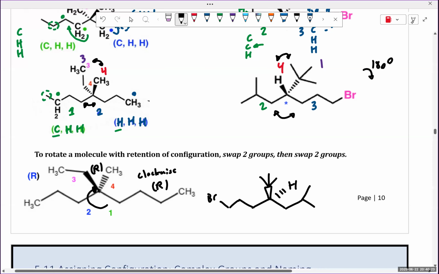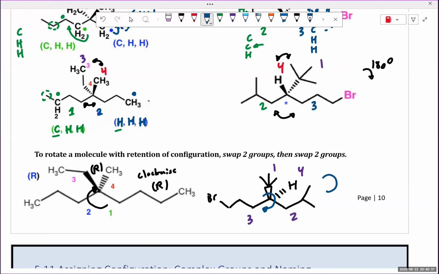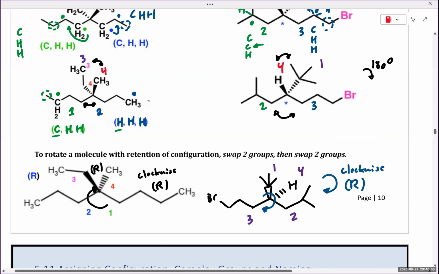From here now, let's include our priority assignments. Priority 1, 2, 3, 4 is the lowest priority group in the back, tracing from highest to lowest priority. That in turn gives us a clockwise rotation, which would mean we have an R stereocenter once again. So, as you can see, in the event of a tie, you look at each carbon. If there's still a tie, you count one atom out, and you repeat this process.